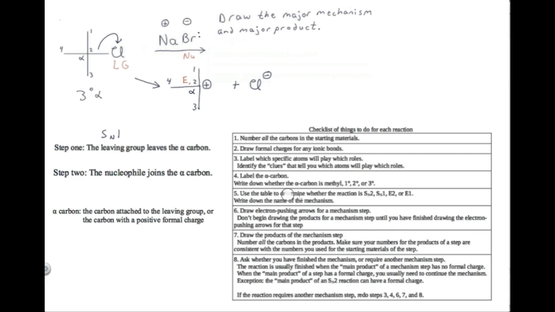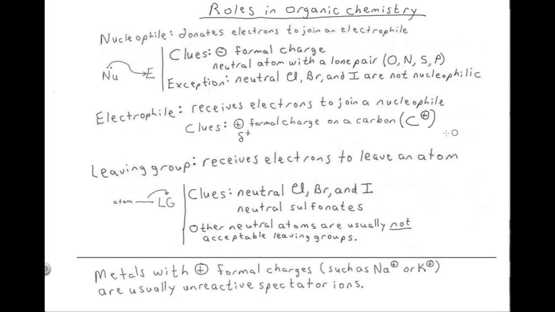Now remember, whenever we identify a role, we want to identify the clue that the atom is playing that role. What's the clue that carbon 2 will be the electrophile? Well, the clue is that this is a carbon with a positive formal charge. In the previous video, we learned that when there's a positive formal charge on a carbon, C+, that's a strong clue that the carbon will act as an electrophile. The positive formal charge makes the carbon want to receive electrons as an electrophile.